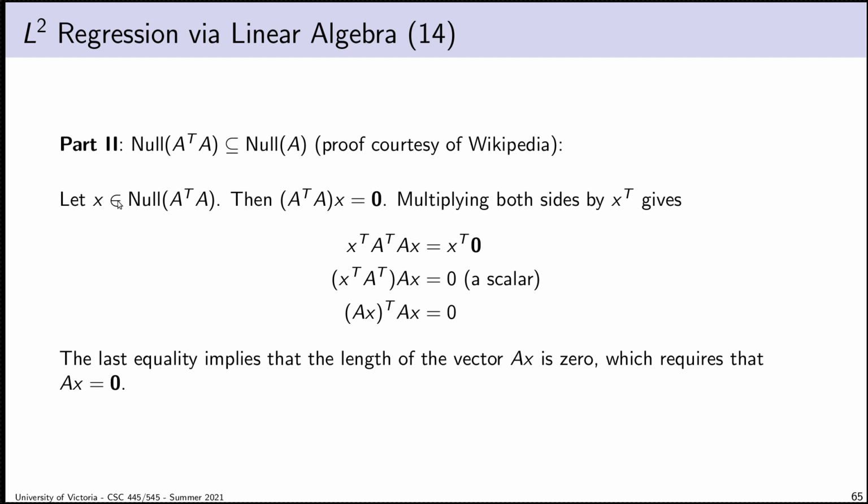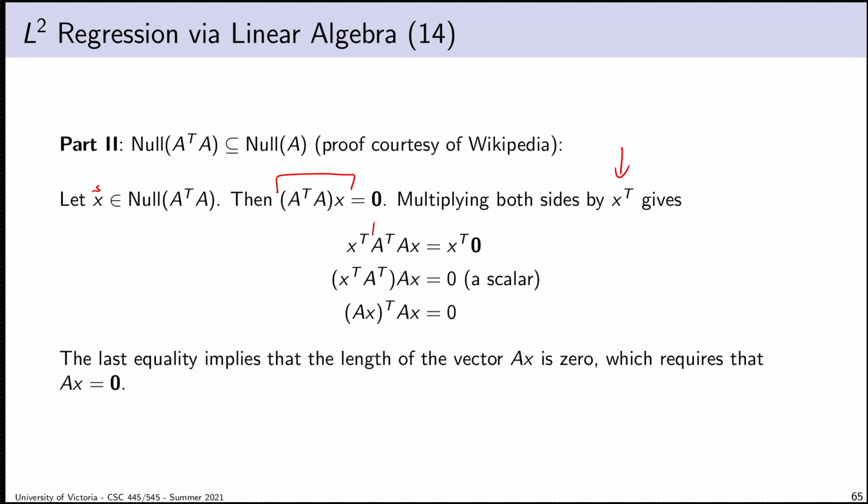So let's consider some vector x in the null space of A transpose A. Well, then we know the following. We know that A transpose A all times x has to equal 0. That's the definition of the null space. And so what I'll do is I will multiply both sides by x transpose. And we can verify, I don't want to get into the weeds with this, but it turns out that that is a valid thing to do.